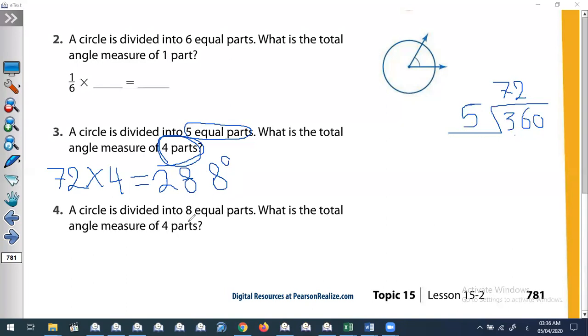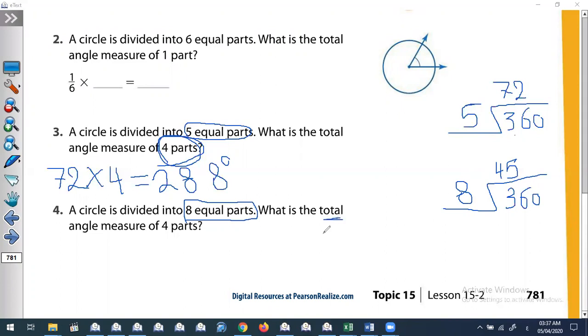A circle is divided into 8 equal parts. Step number 1, we are going to divide 360 by 8. And we already found it before by using long division. 360 divided by 8, who can remember? Yes, it's 45. So this is the measure of 1 part.